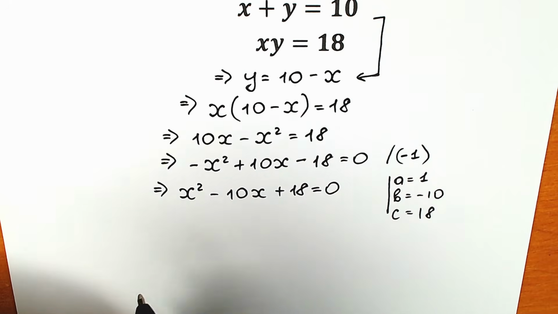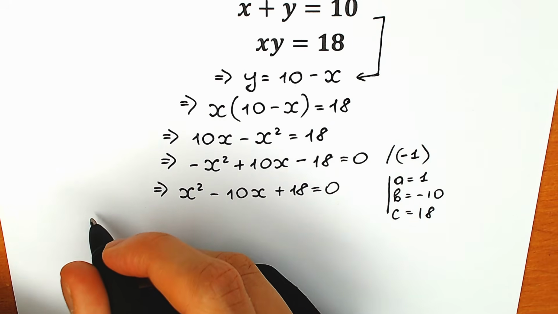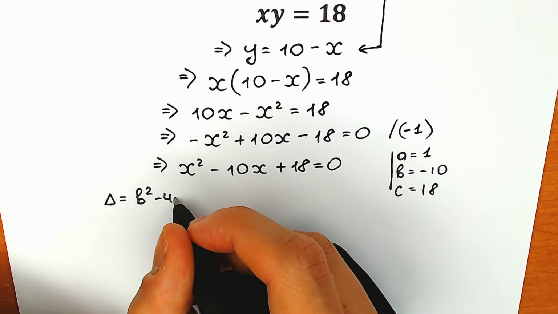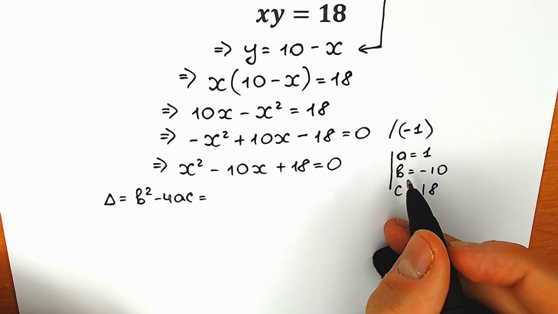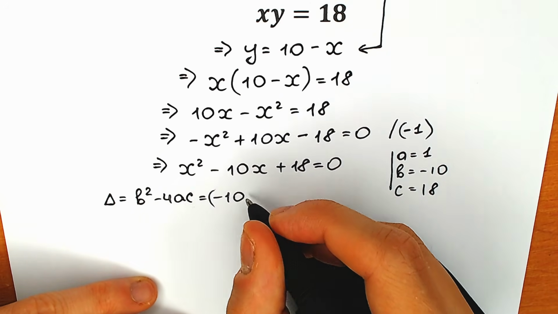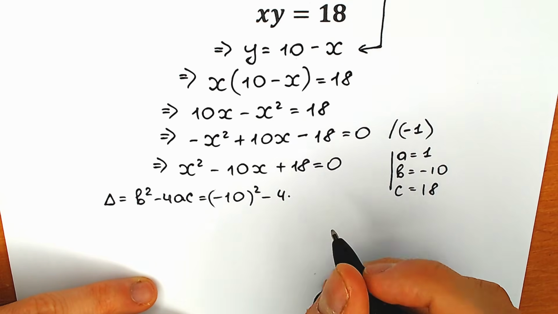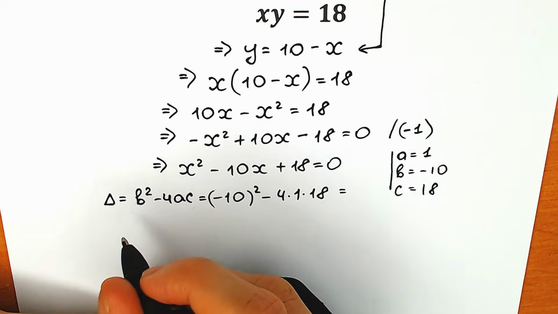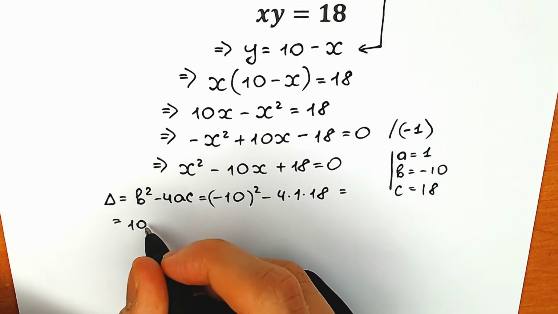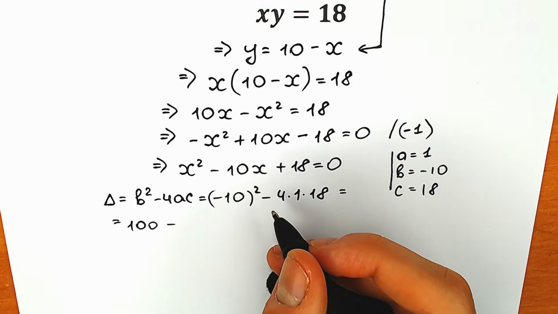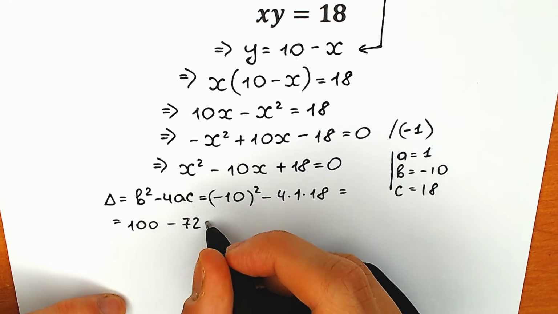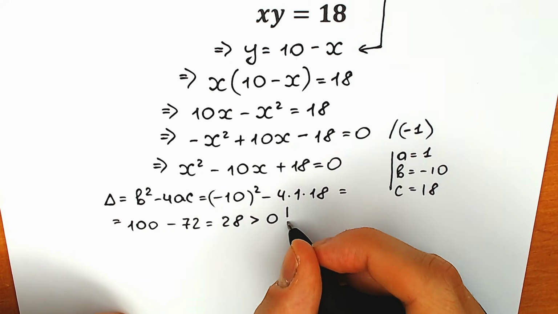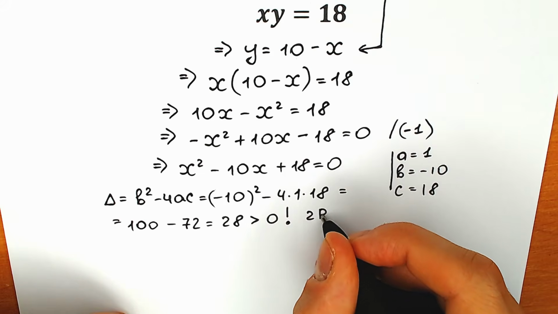Every time I have this type of question, I solve for the discriminant first of all. So b squared minus 4ac. Let's plug in everything: minus 10 squared, minus 4 times a times 1 and times c times 18. Let's simplify this. Minus 10 squared equals 100, minus 4 times 18 equals 72, so minus 72. So our discriminant equals 28. This is great, because our discriminant is greater than 0. So we have two real roots.